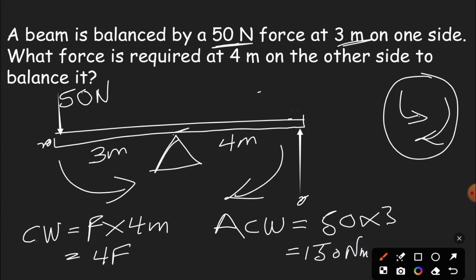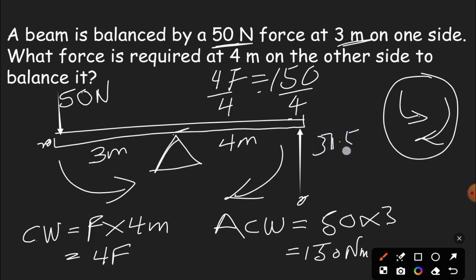Now, according to the condition, the sum of clockwise moments should be equal to the sum of anticlockwise moments. So we are going to have the clockwise 4F equals anticlockwise moment 150. So divide both sides by 4. So 150 divided by 4. Our answer is 37.5 Newton. That is our answer.